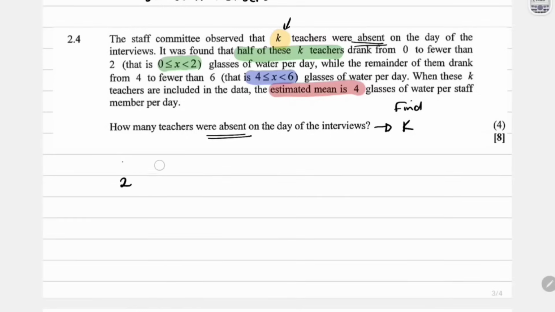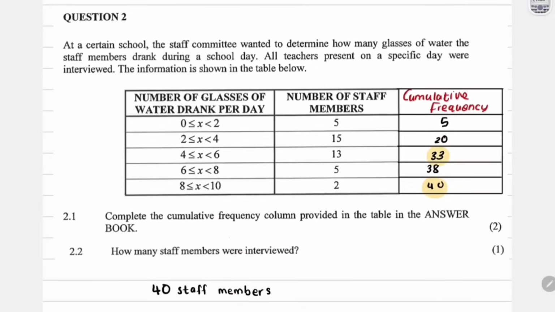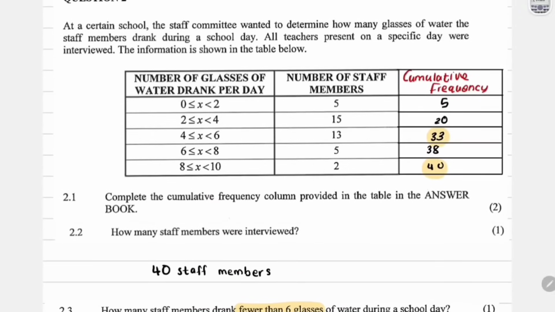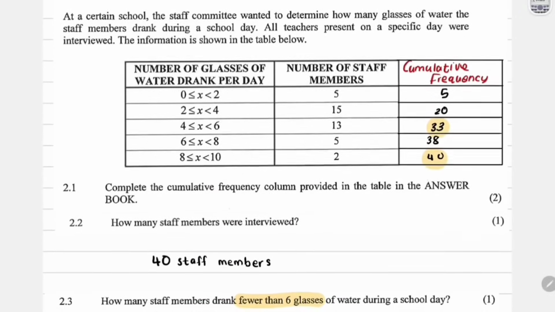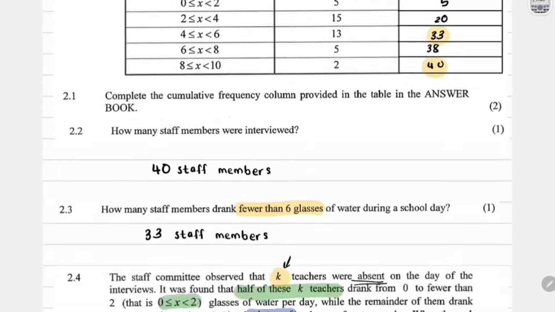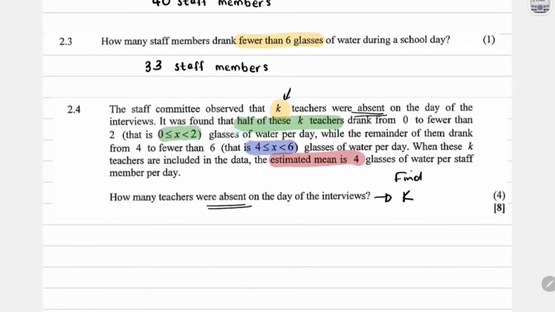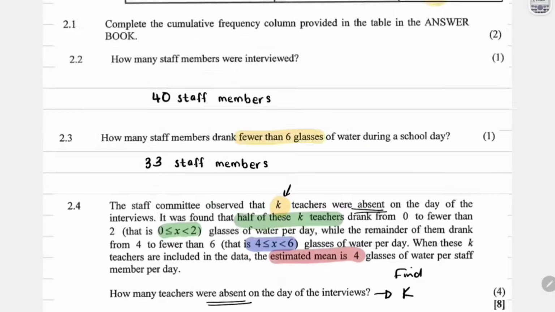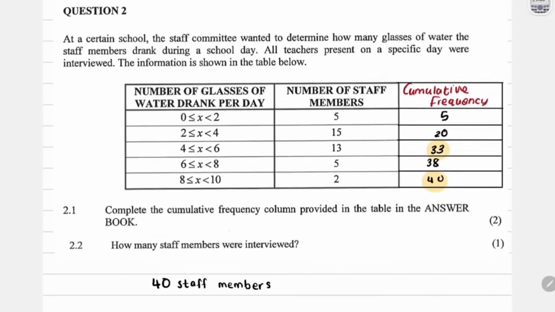Okay, so we're going to need to reconstruct the table that we have here. So I'm just going to take this and use it. We don't really need the cumulative frequency for this. We only need the staff members because we need to add certain things to the staff members. Remember that we had half of the K teachers, K over 2 or half K, right? They drank within this interval. So we're going to go to the 0 to 2 glasses per day.